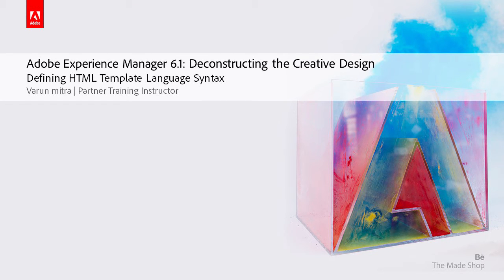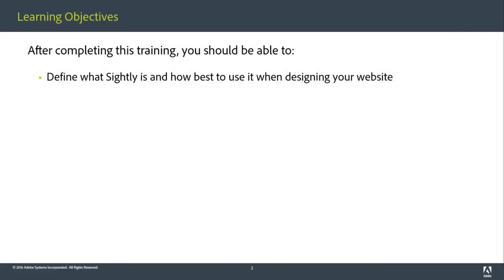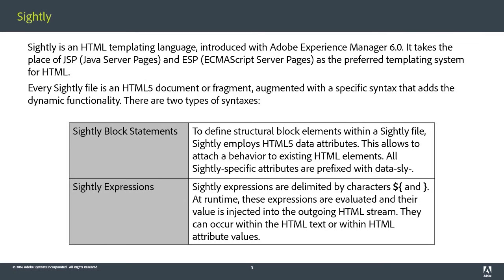In this particular lesson, we are going to talk about Sightly syntax. After completing this training, you should be able to define what Sightly is and how best to use it when designing your website. Sightly is an HTML templating language introduced with AEM 6.0. It takes the place of JSP and ESP as the preferred templating system for HTML.